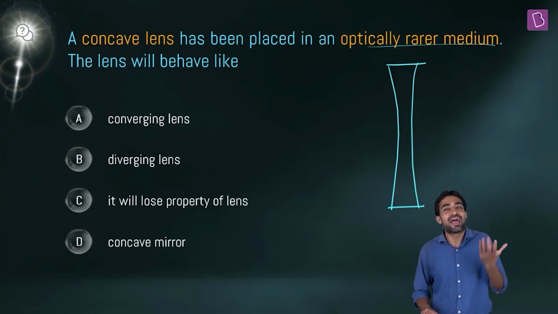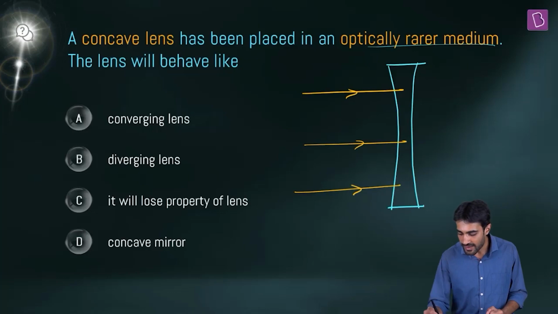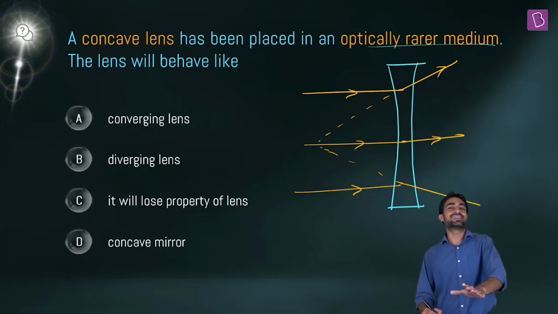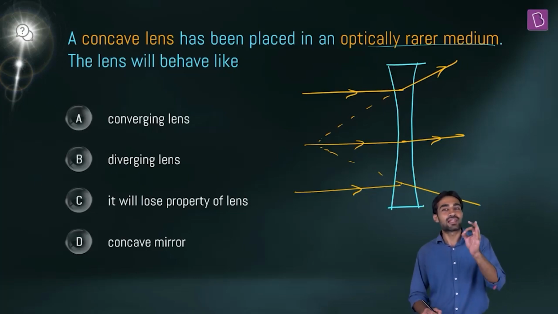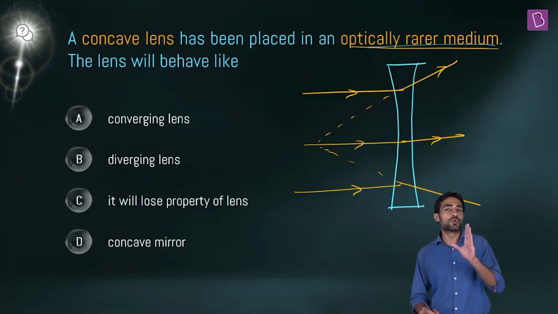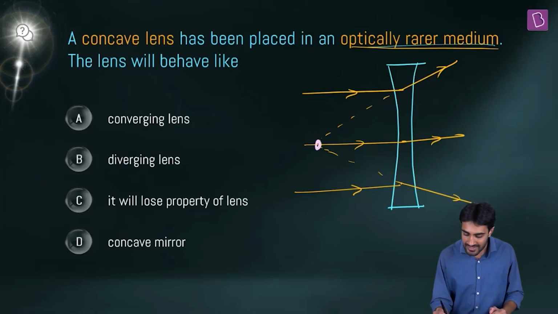You will say diverging. When we have parallel rays of light and these light rays are diverging after refraction from the lens, then we conclude our lens behaved like a diverging lens. Exactly. So this lens will behave like a diverging lens when it is placed in optically rarer medium. Now note, for this diverging lens, focus is on this side.